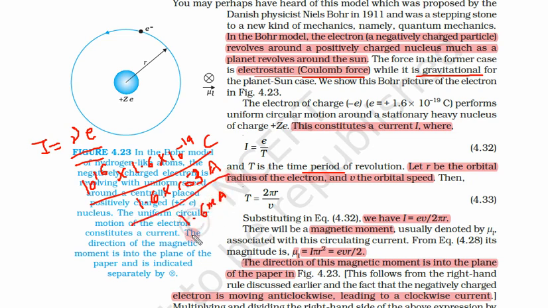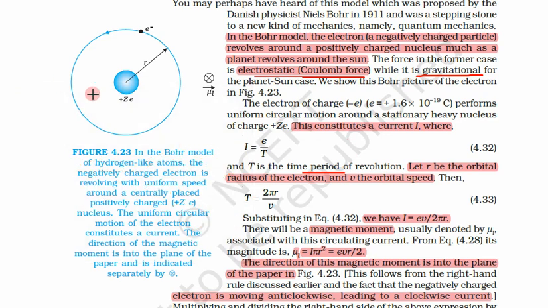This is only because of a single electron. A single electron is producing this much current. So don't ignore the current of this single electron as well.